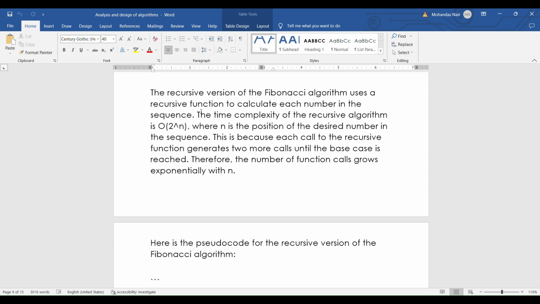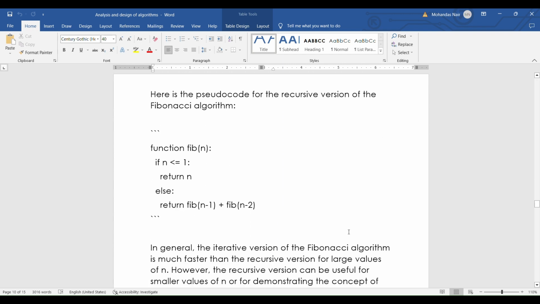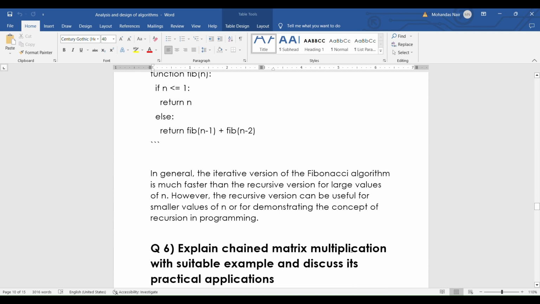Now the recursive version of Fibonacci algorithm uses a recursive function to calculate each number in the sequence. The time complexity of the recursive algorithm is order of 2 to the power n, where n is the position of the desired number in the sequence. This is because each call to the recursive function generates 2 more calls until the base case is reached. Therefore, the number of function calls grows exponentially with n. Here is the pseudocode for the recursive version of the algorithm.